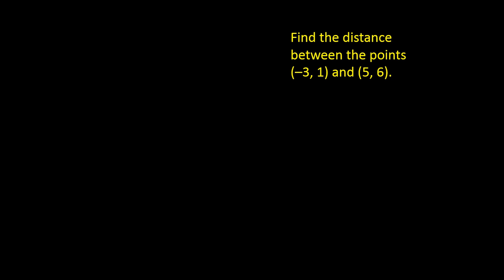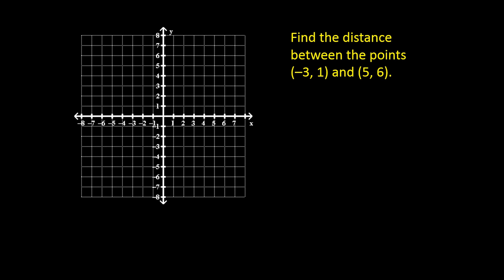If we have 2 points in a coordinate plane and we want to find the distance between the 2 points, we can use the Pythagorean theorem to find that distance. So we're going to try to find the distance between the points (-3, 1) and (5, 6). Let's take a look at a picture of that to see what's going on here. (-3, 1) and (5, 6) look like that when we graph them on the coordinate plane, and we want to know that distance. The Pythagorean theorem relates the lengths of the sides of a right triangle, and all we have at this point is a line segment that we need to find the length of.